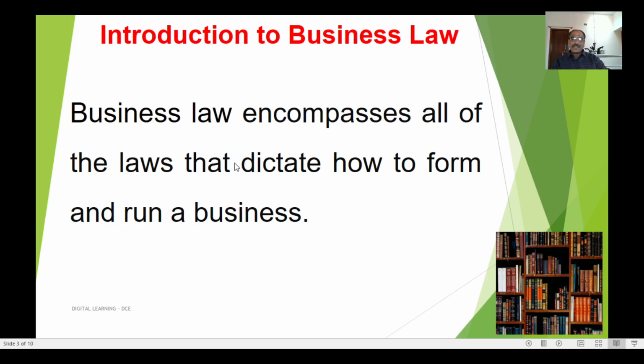Business law is the branch of law, and for business law, all the laws are also applicable. If you want to do business, people have to follow the laws, for example, the Negotiable Instruments Act, the Indian Contract Act, Sale of Goods Act, and Consumer Protection Act. All these laws are also applicable for the businessman if they want to do business.